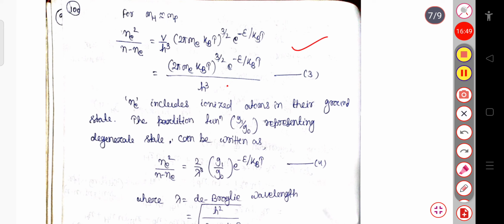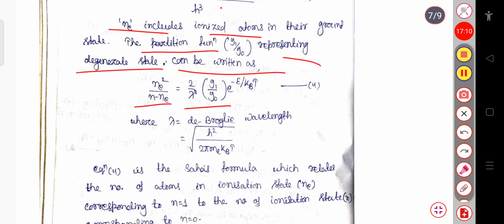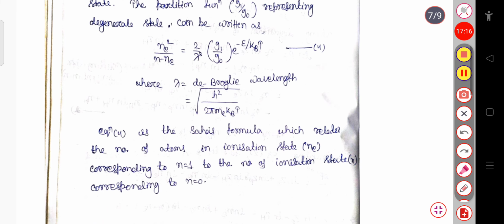Here this Ne includes the ionized atoms in their ground state, and the partition function ratio G1 by G0 represents the degenerate states. It can also be written as Ne square divided by N minus Ne equal to 2 by lambda cube into G1 by G0 exponential minus e by kT, where lambda equals the de Broglie wavelength, that is the square root of h square divided by 2 pi m kT. This equation is known as the Saha ionization formula.